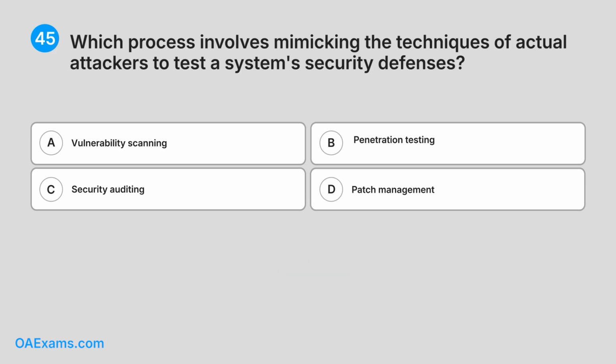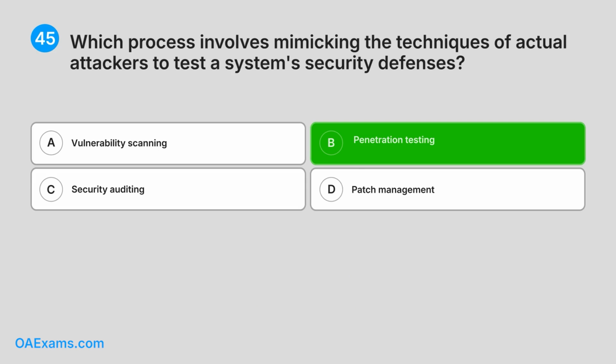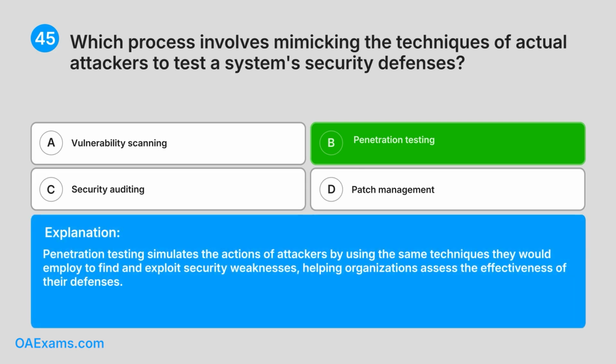Correct answer: B. Penetration testing. Explanation: penetration testing simulates the actions of attackers by using the same techniques they would employ to find and exploit security weaknesses, helping organizations assess the effectiveness of their defenses.